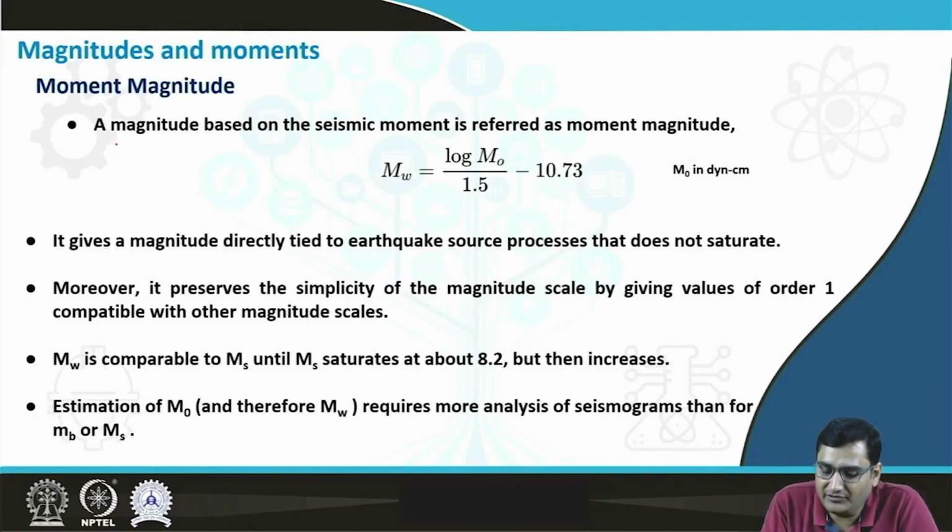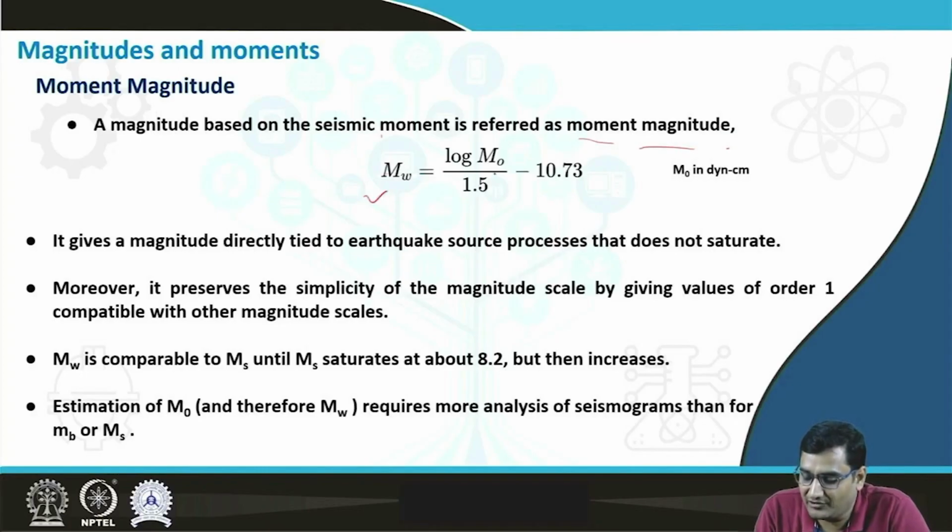A magnitude based on seismic moment is referred to as moment magnitude, and the formula is given by this: log of M naught divided by 1.5 minus 10.73. Here M naught is the seismic moment in dyne centimeter, and it gives a magnitude directly tied to earthquake source processes that does not saturate.